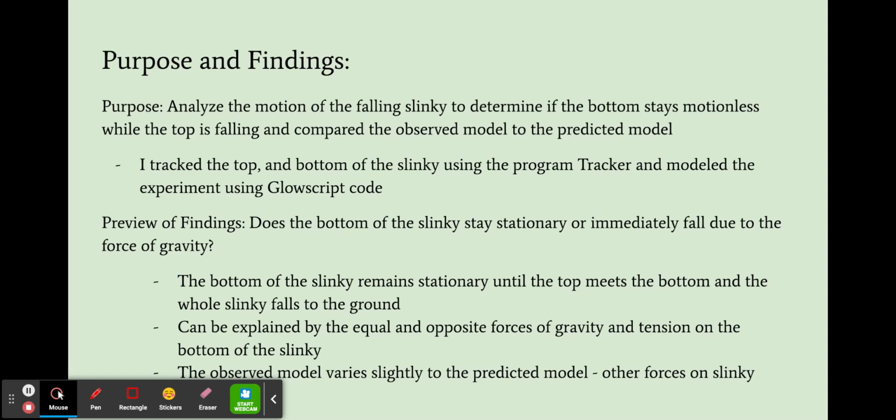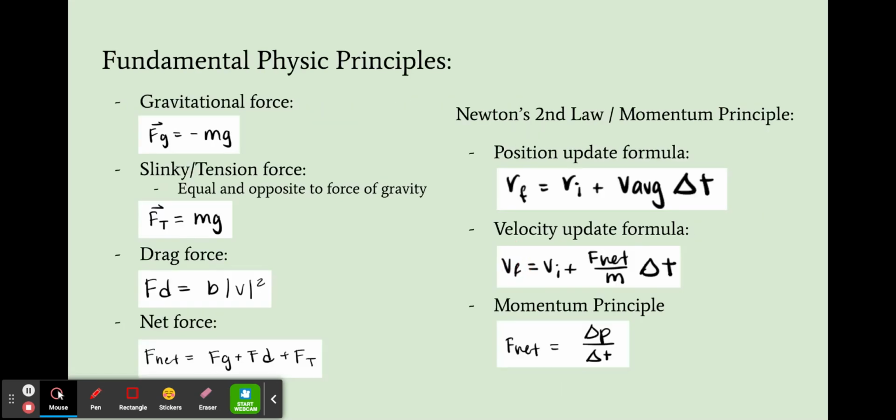Does the bottom stay stationary or immediately fall? The bottom of the slinky remains stationary until the top meets the bottom and the whole slinky falls to the ground. This can be explained by equal and opposite forces of gravity and tension on the bottom of the slinky. And then the observed model from Tracker varies slightly from the predicted model, probably due to other forces on the slinky.